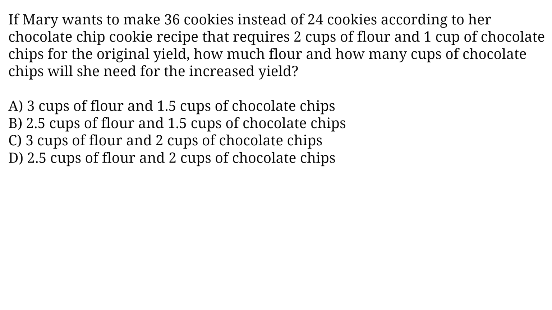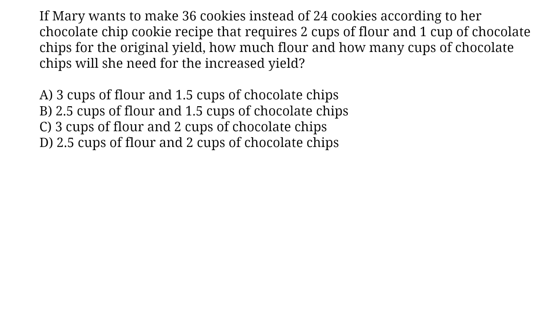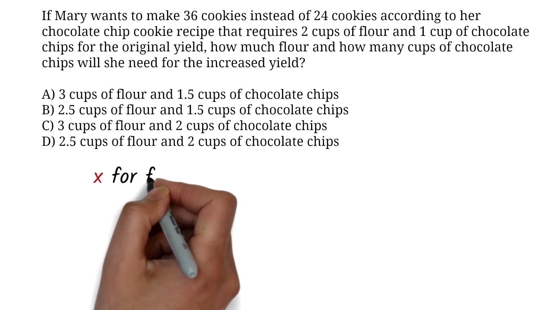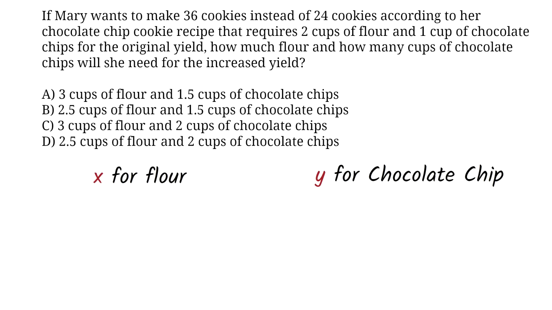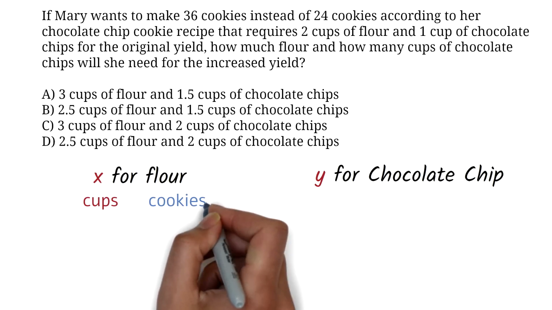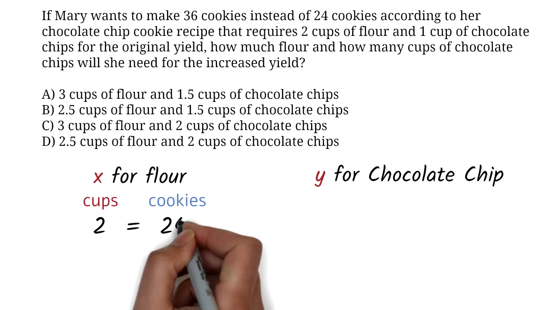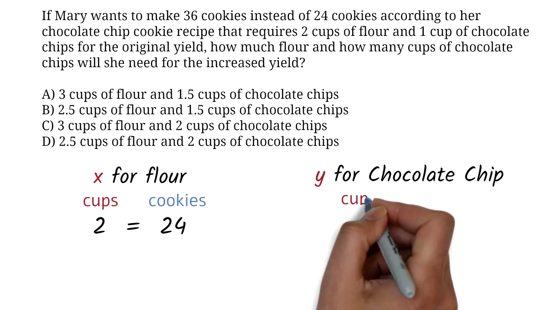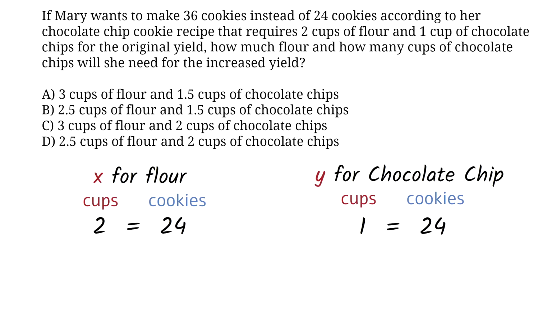This is a typical GED math proportion question. Setting up proportions is one of the most important skills needed to pass the GED. Let's represent the cups of flour by X and the cups of chocolate chips by Y. For a proportion, there is a conversion factor that has been given. Here, for the flour, we know Mary used 2 cups to make 24 cookies. Also for the chocolate, we know she used 1 cup to make 24 cookies.